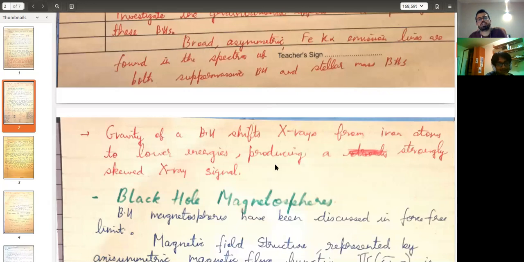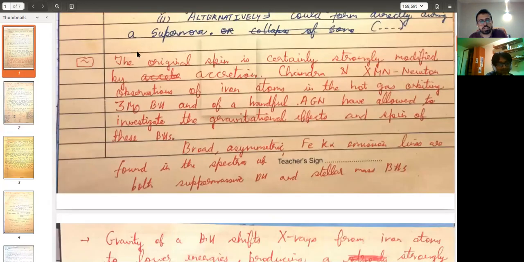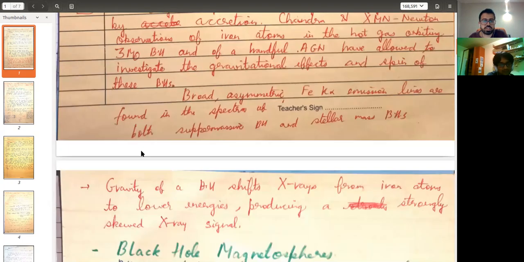I mean, obviously I had no idea about these things which I have written over here, but it was important to know that there were these iron atoms in the hot gas orbiting the black holes, and people were studying the spectra of that. I haven't read about these things, so it was interesting.